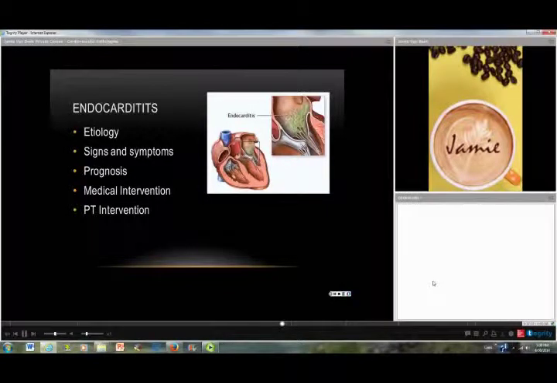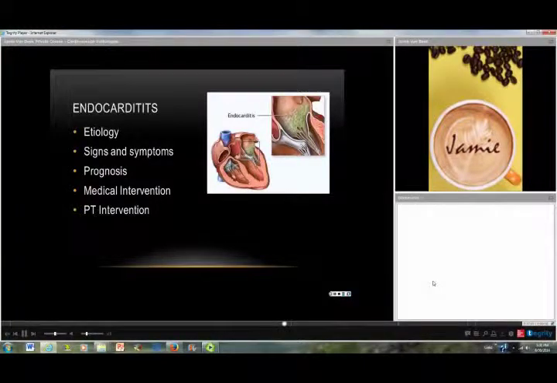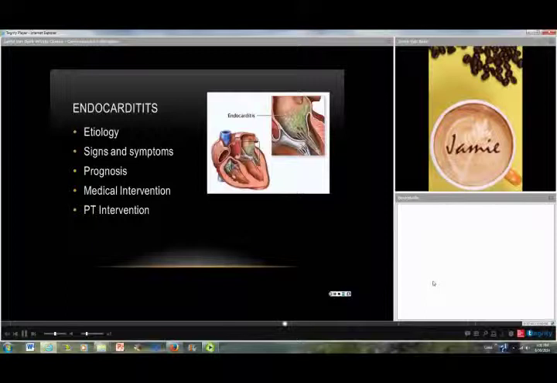The people who can be really susceptible to endocarditis are patients who are immunosuppressed. Maybe they're having some types of cancer treatments, or it could be from infection from dirty needles. There are many causes of endocarditis.